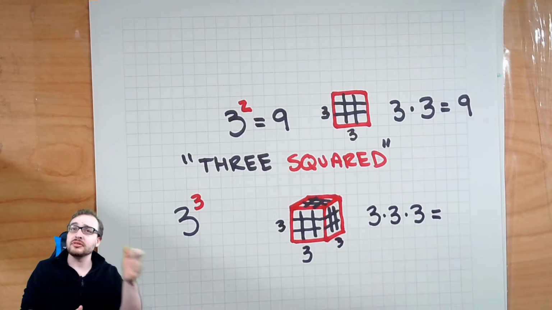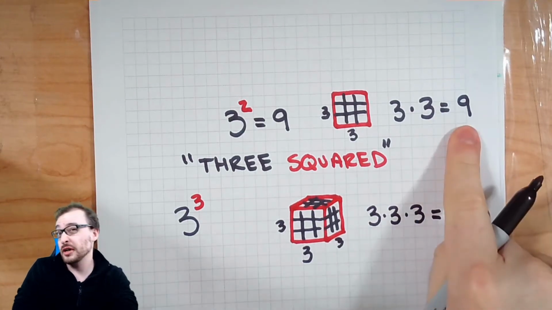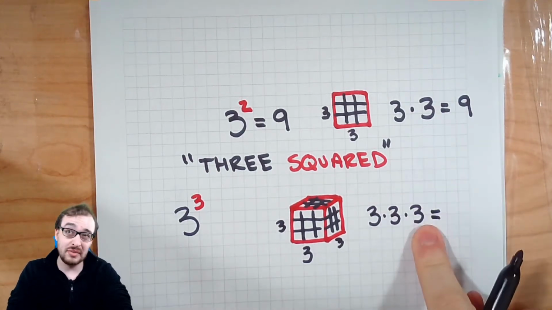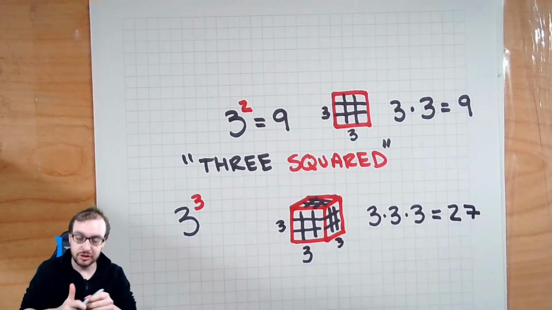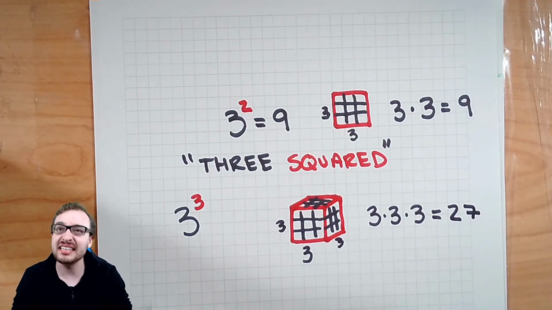And this is just going to be 3 times 3 times 3. Of course, 3 times 3 we already figured out was 9. So another 3 being multiplied on there is going to give us 27. Just to point out as a side thing, 9 times 3 is 27.